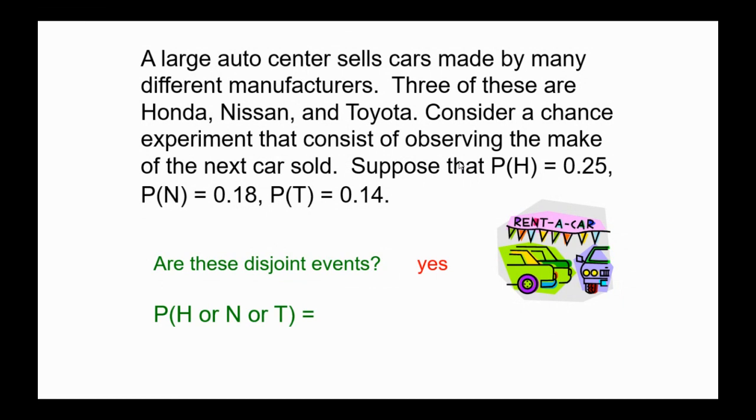How would I find the probability of selling the Honda or the Nissan or the Toyota? What did my property tell me on the previous page? Add them all together. That's right. We can add them all up. So if I add them all up, 0.25 plus 0.18 plus 0.14, I get 0.57.